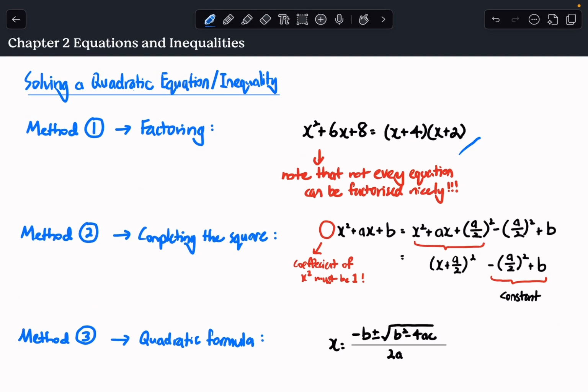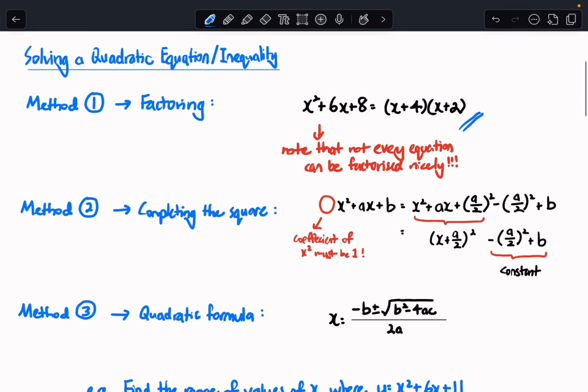Today we'll be doing Chapter 2, Equations and Inequalities. So how do we solve a quadratic equation / inequality? There are three methods, but the first method we will always attempt is factoring. If the numbers are nice enough, it will give us very nice factors such as here, as you can see.